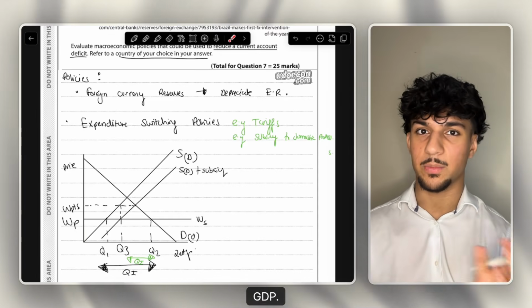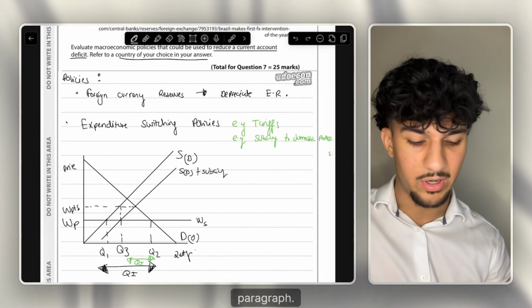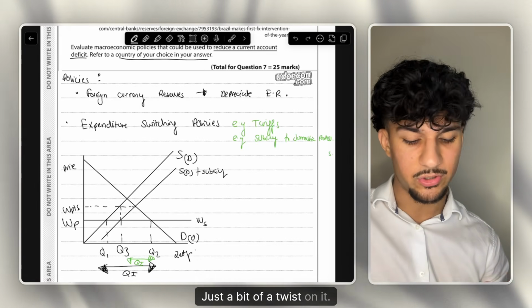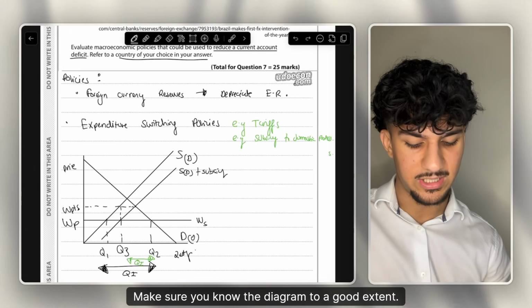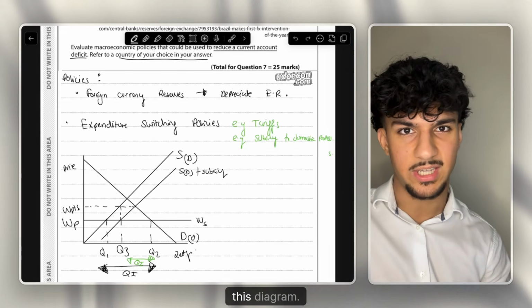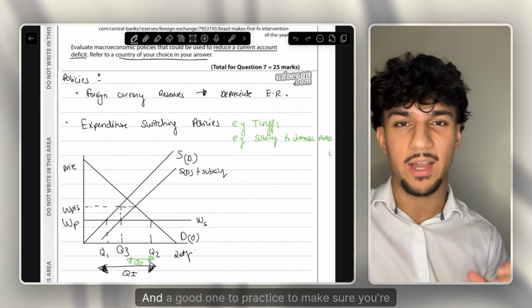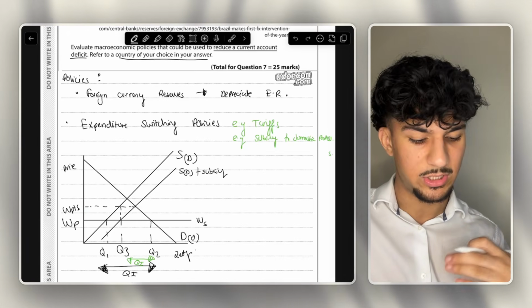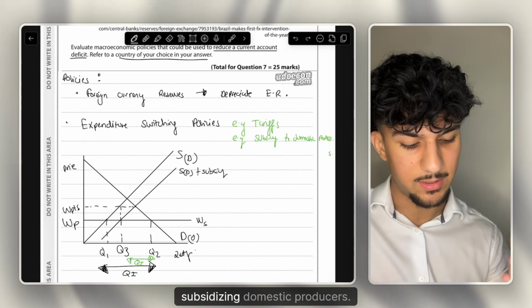of Romania's GDP. And I hope you guys can see that is not a hard paragraph, very similar to your tariff diagrams, just a bit of a twist on it. Make sure you know the diagram to a good extent. If you want me to, leave a comment. I can do a full video on how to construct this diagram. But yeah, a really good one, and a good one to practice to make sure you're comfortable with the paragraph of subsidizing domestic producers.